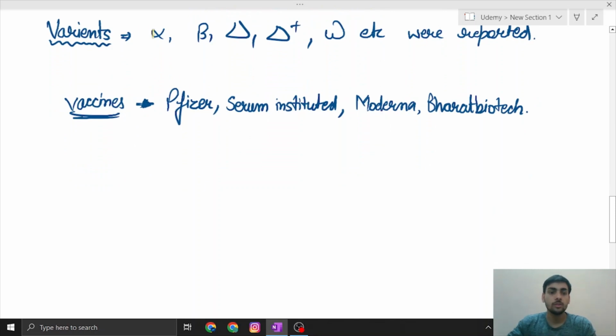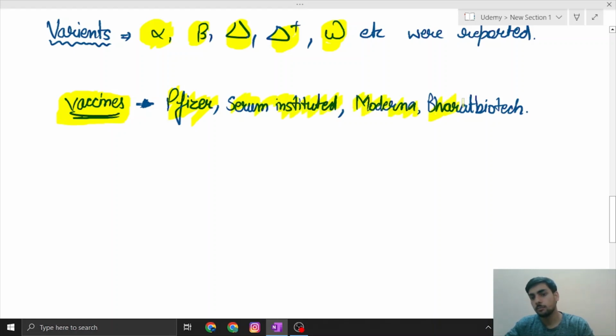Okay, so this virus, while spreading to the world, always tried to change its face so that it could avoid our immunity. First it was the alpha variant, then beta, then delta, delta plus, omega, and many more variants were also there. But due to the hard work of our scientists who worked on the vaccine, they produced the vaccine in under 1 or 2 years. Basically, it is reported that the fastest made vaccine was created in under a year, by Pfizer. Okay, and later Serum Institute also joined this race along with Moderna and Bharat Biotech.